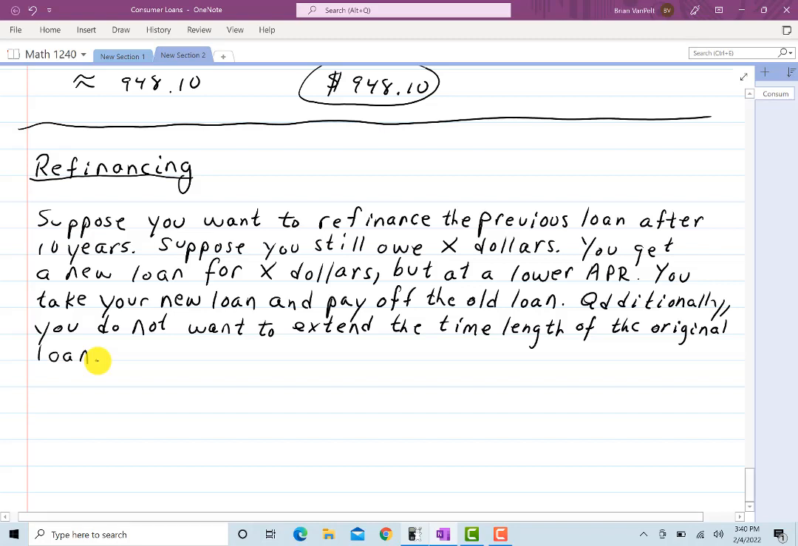So I got the original loan for 30 years. I've been paying for 10 years. I get a new loan for a lower interest rate, but I make sure that my new loan only lasts 20 or fewer years. That way, I'm still done paying it off at the same time as I originally was, but now I've decreased my payments for the last 20 years. First thing you need to know, though, before you do it, is how much you owe on the loan, and that's another formula.